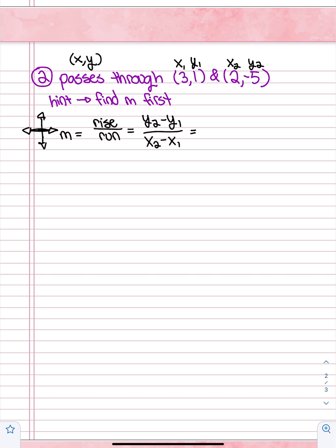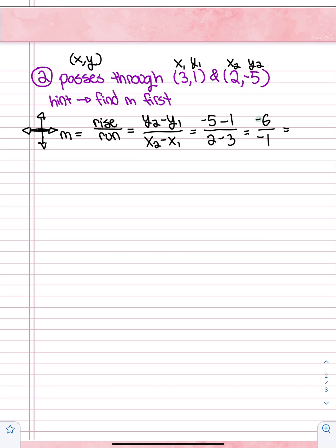So y2, for me, that's -5. And then minus y1, which in this case is 1. And then I'm going to put it over x2, which in my case is 2. And then minus my x1, which in this case is 3. And then I'm going to simplify the top first and then the bottom. So I'm going to get a fraction. I'm going to go -5 minus 1, that's -6. And then 2 minus 3, that's -1.